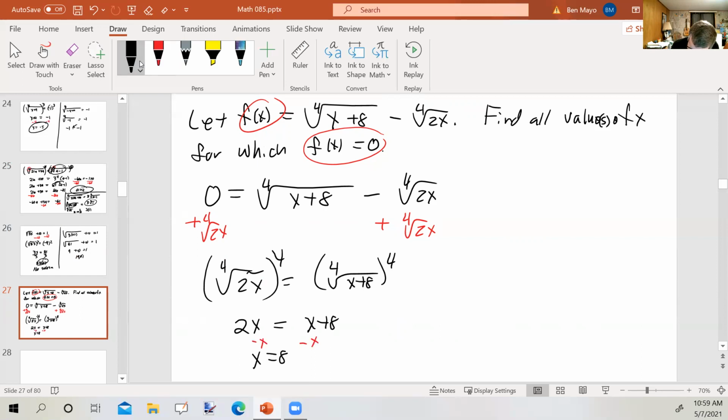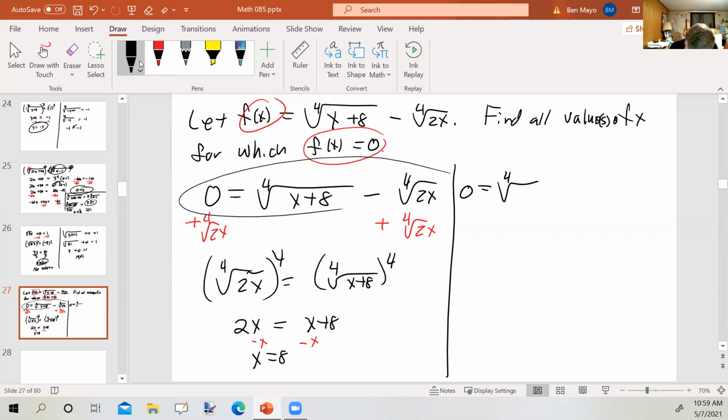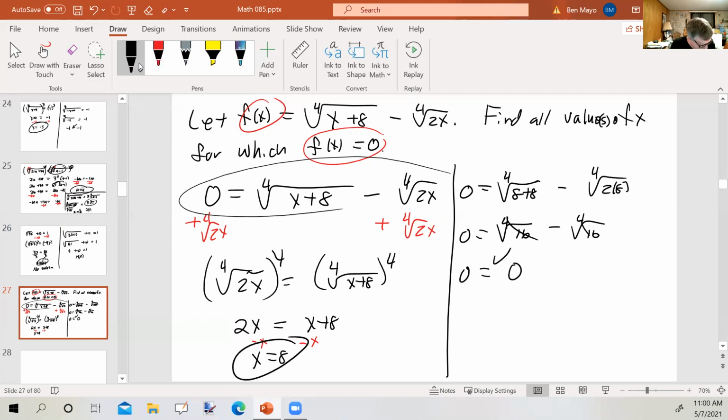Well, let's see if that's true. So we're going to put it right in here. 0 equals the fourth root of 8 plus 8 minus the fourth root of 2 times 8. 0 equals the fourth root of 16 minus the fourth root of 16. Wouldn't the fourth root of 16 minus the fourth root of 16 be 0? The fourth root of 16 is 2, but even before that, we can see those would cancel, so it checks.